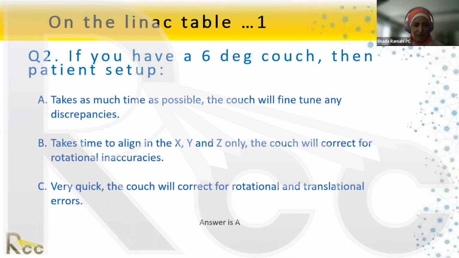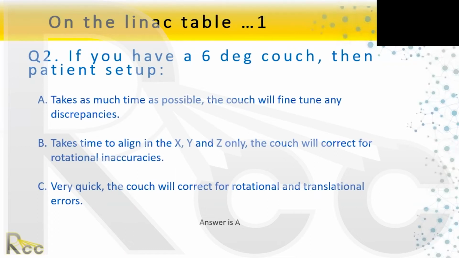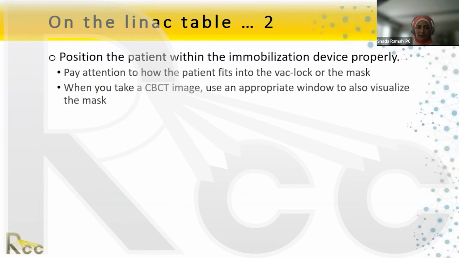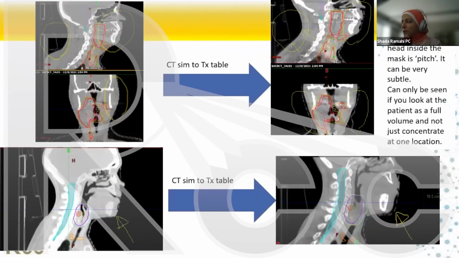The answer is A. And this is a very common misconception that a 6-degree couch is a magical bullet, a magical solution. And it's not. It will help us with patient positioning. It will not correct for everything. And let me show you, again, real life scenarios of patients that I recently came across. On the planning system, they actually show better because you could play with the window and leveling. But at least let's see what we have here.